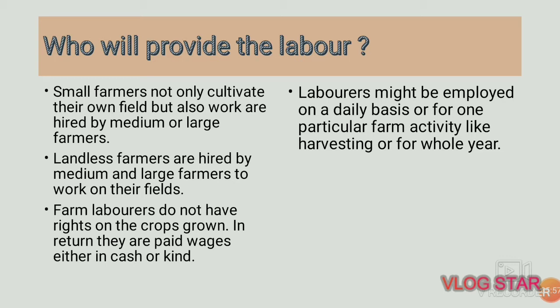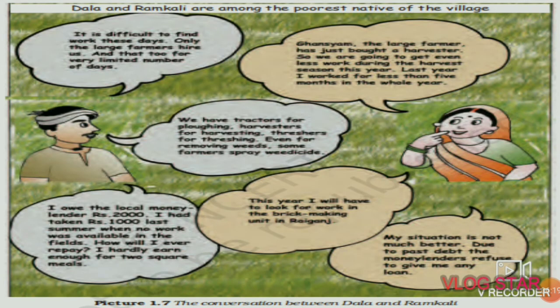So laborers are generally employed by these large or medium farmers either on a daily basis, or they are asked to work for either a whole year or for some months. Now there is a conversation going on between Dala and Ramkali, on page number 8. Dala and Ramkali are among the poorest natives of the village. Let us see what they are talking about.